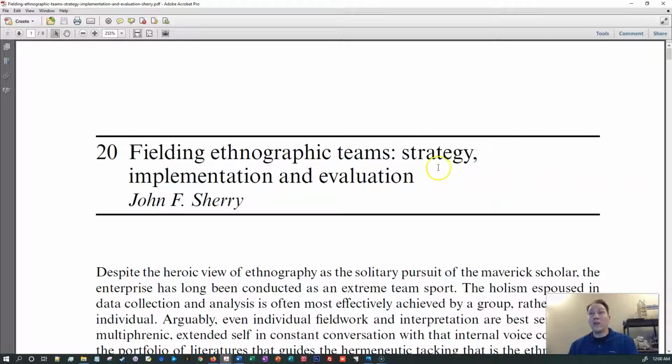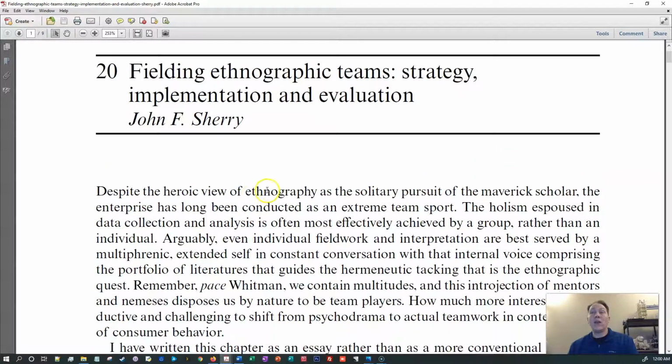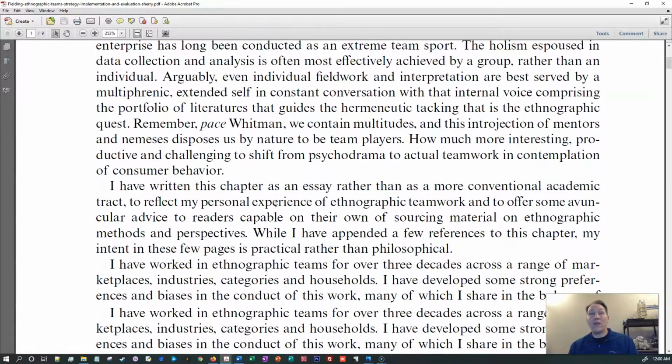Okay, so then we get into a few other chapters from different books or articles from different sources that are talking about different types of ethnography. And this one is really talking about team-based ethnography, where you're going to have a team of people that are working together to conduct an ethnographic study.